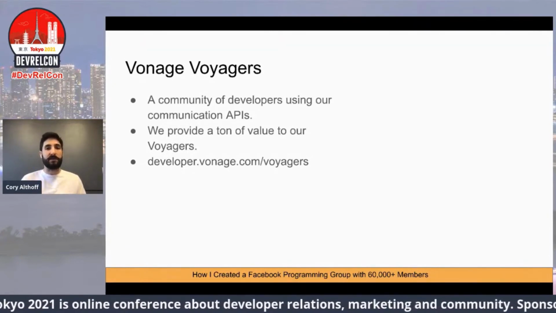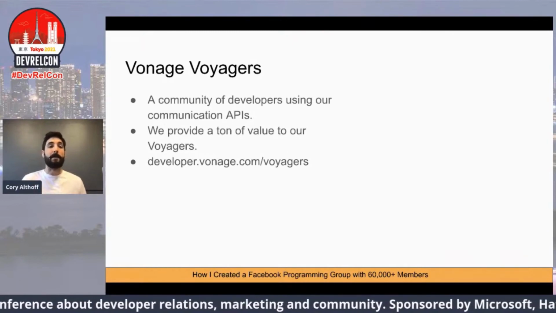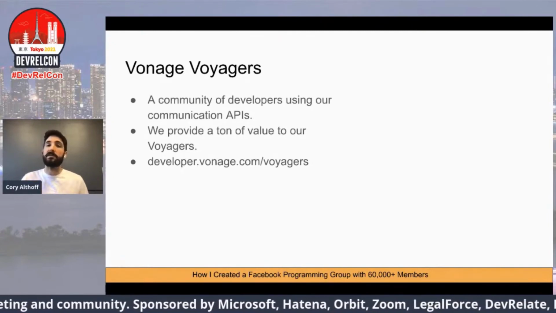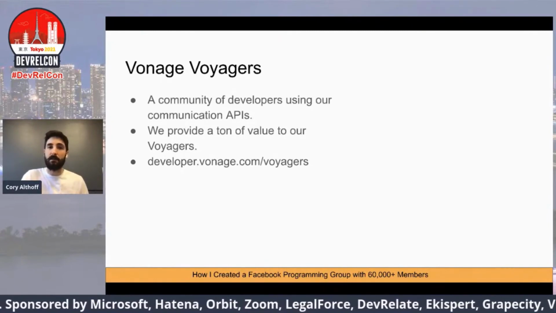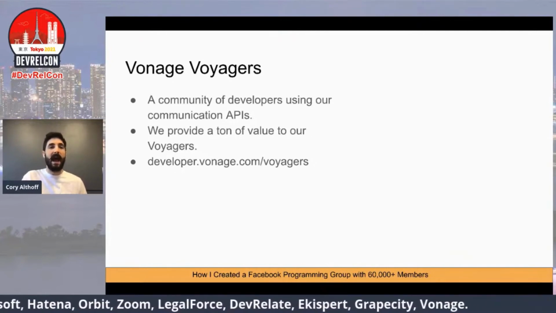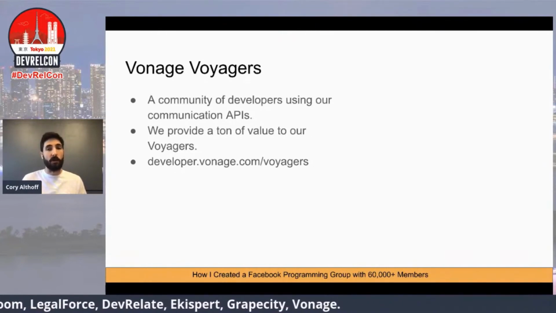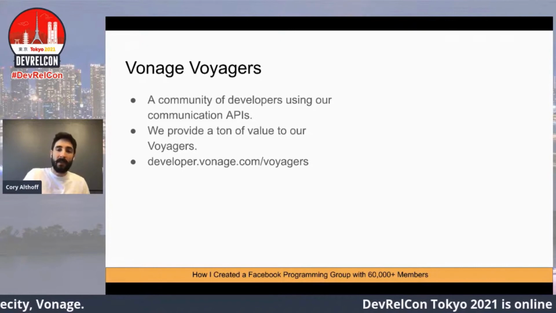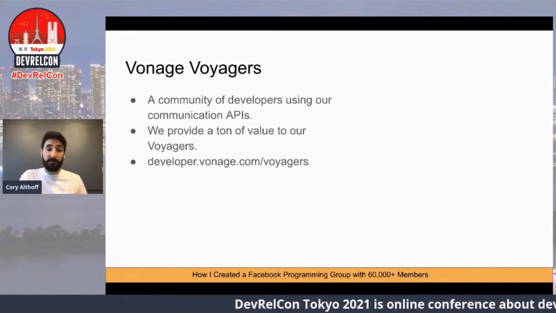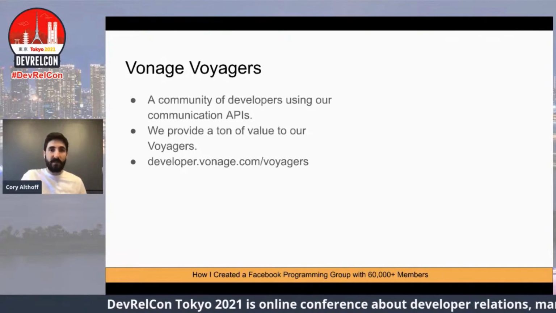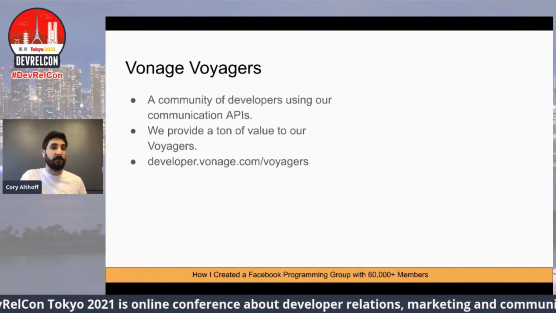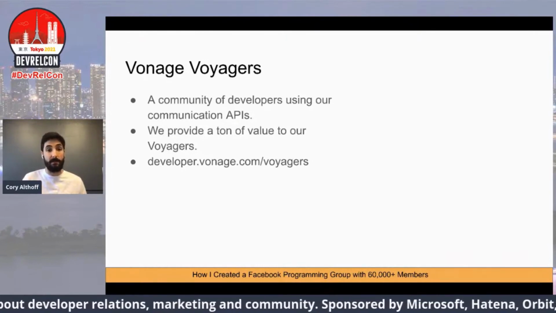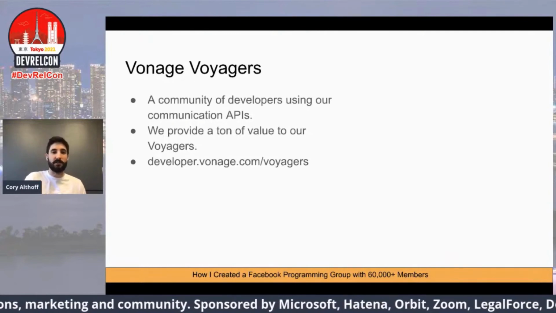We also have Vonage Voyagers, which is a community of developers using our communication APIs. And the same thing, we use the marketing lessons I talked about in this presentation by providing a ton of value to our Voyagers. So we provide mentorship. We do meetups almost every week. We do tons of meetups and just provide a ton of value. Our Voyagers get featured on our social media, and they all have the opportunity to get featured on our blog as well. And the only thing that we ask for in return is some feedback on our APIs. So if you're interested in checking out Vonage Voyagers, an awesome community that I'm involved with, you can go to developer.vonage.com/Voyagers to check that out.